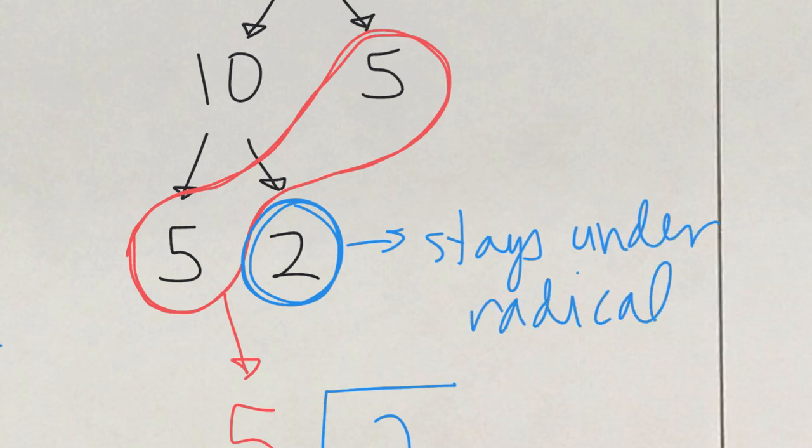Okay, that stays under the square root. So this is the simplified expression for the square root of 50: 5 times the square root of 2.